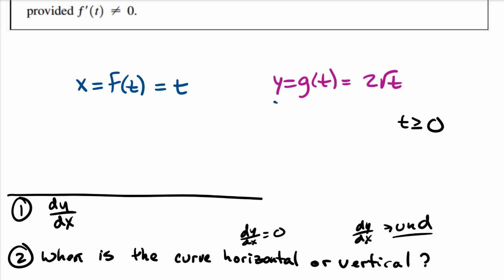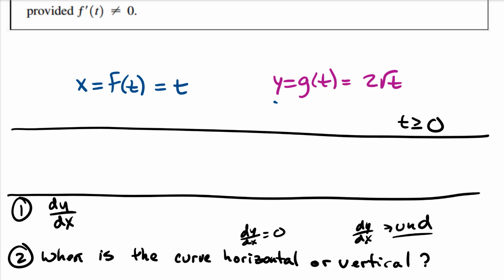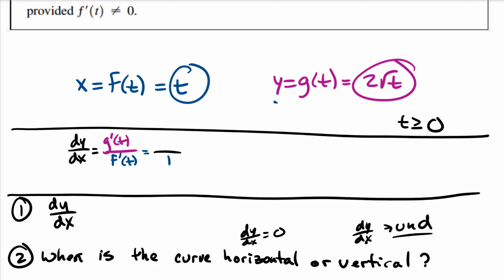And I don't even need much room. You just do it right in here. Our question is, what's dy dx? Well, that's just our g prime of t divided by our f prime of t. Oh my goodness, look at that f prime of t. That's going to be a rough one. How are we ever going to take a derivative on t? It's just 1. And now we take a derivative on 2 root t, which is 2 times t to the 1/2 power. Let the 1/2 fall, you just get t to the negative 1/2. So that's equal to 1 over the square root of t.